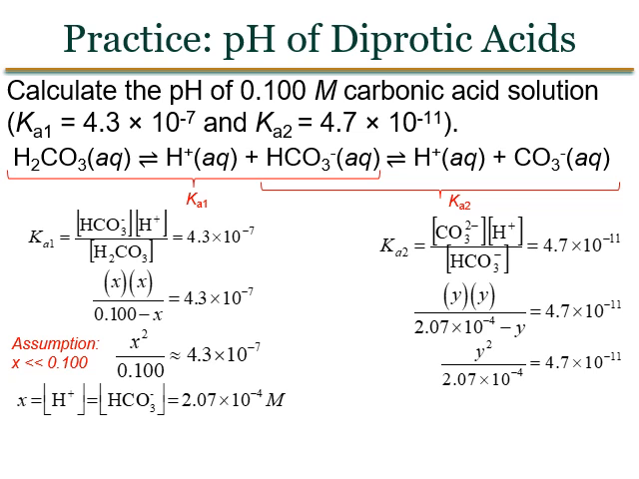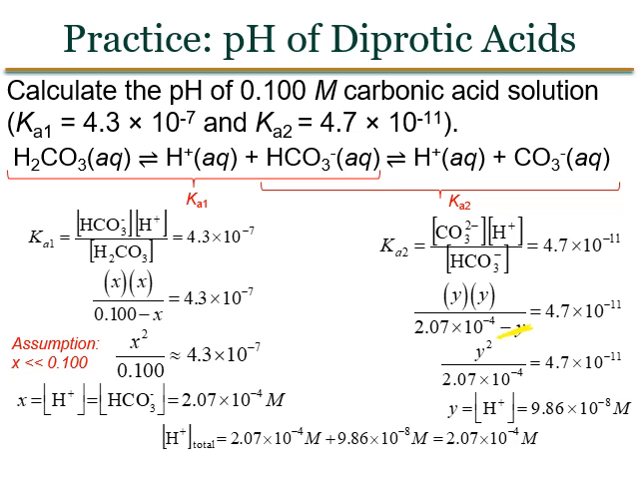So this one, again, same thing. You can drop the y on bottom because we are assuming it to be extremely negligible. And this, we get our y to be equal to 9.86 times 10 to the negative eighth. So from both of these, then we know our hydrogen ion concentration, and we can add it together to get our total. And from our total, we can solve for the pH of our solution. So the pH of our solution, using that total solved for hydrogen ion concentration, is 3.68.